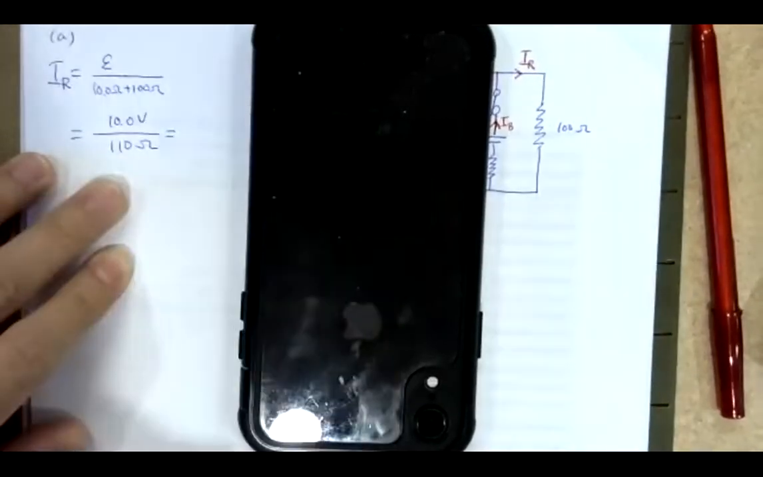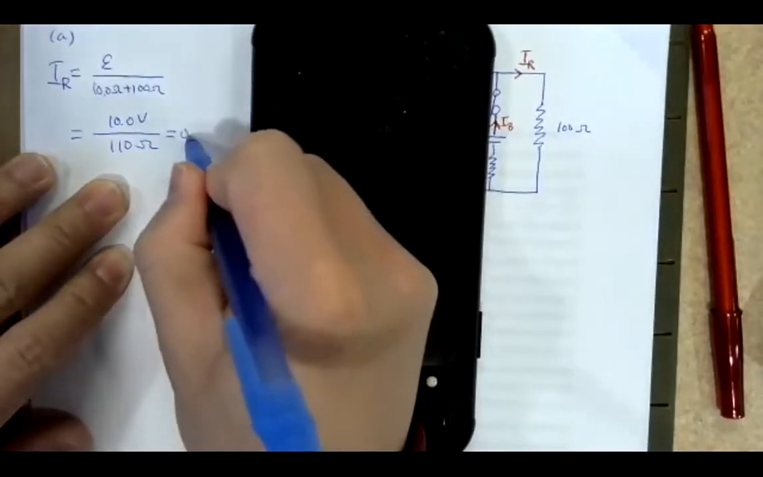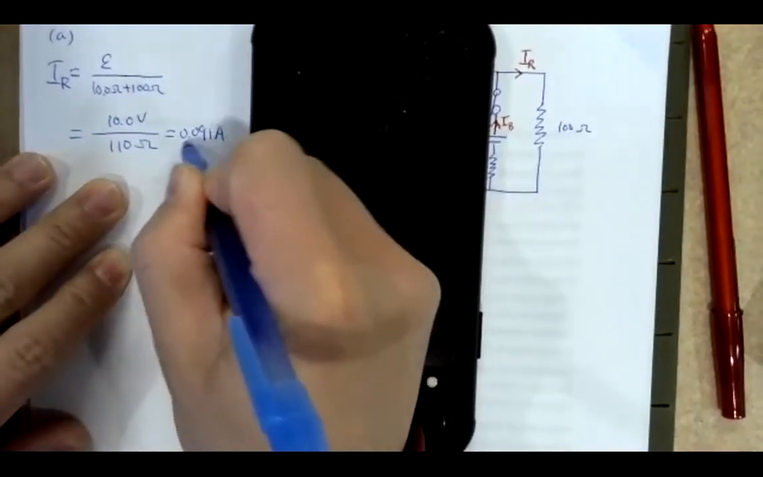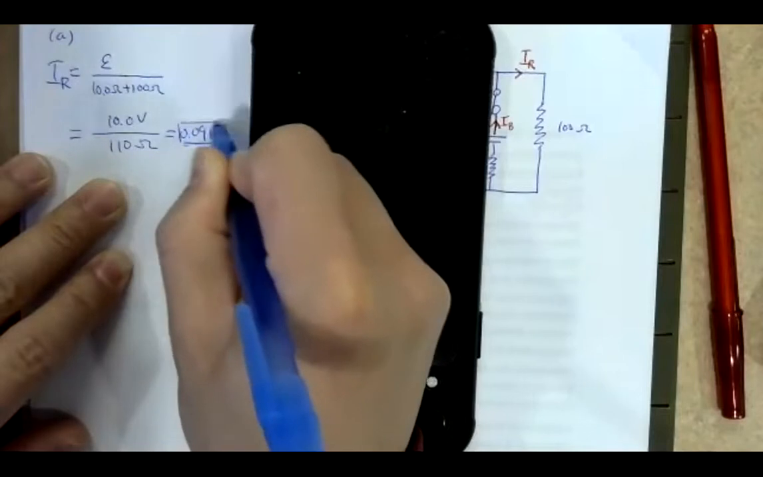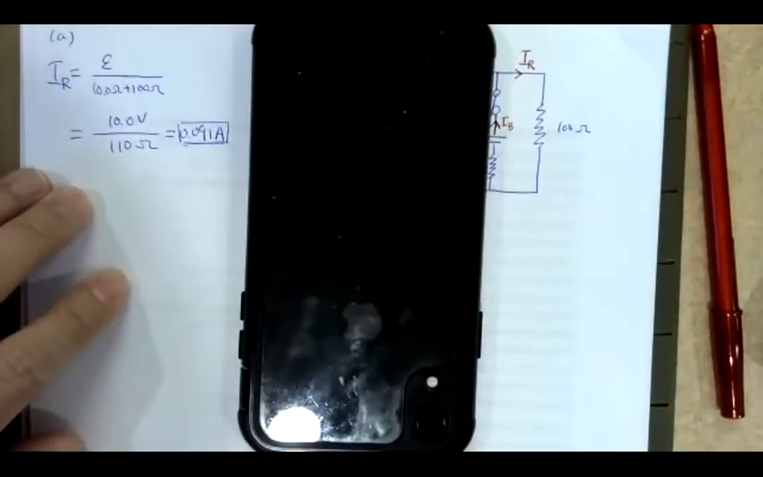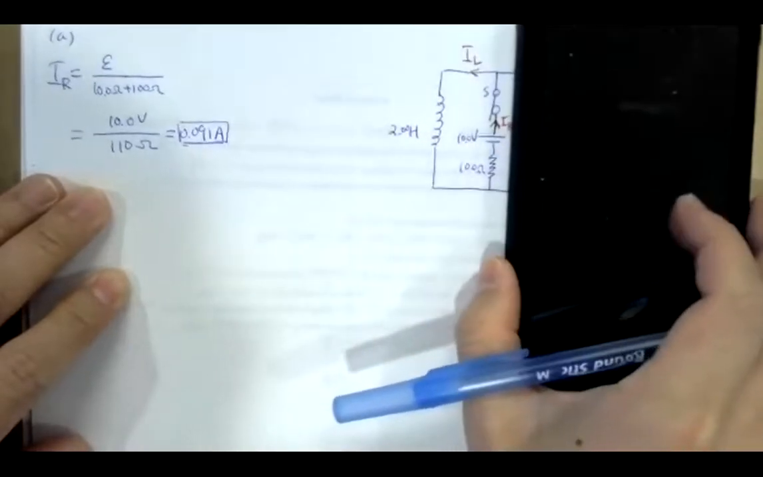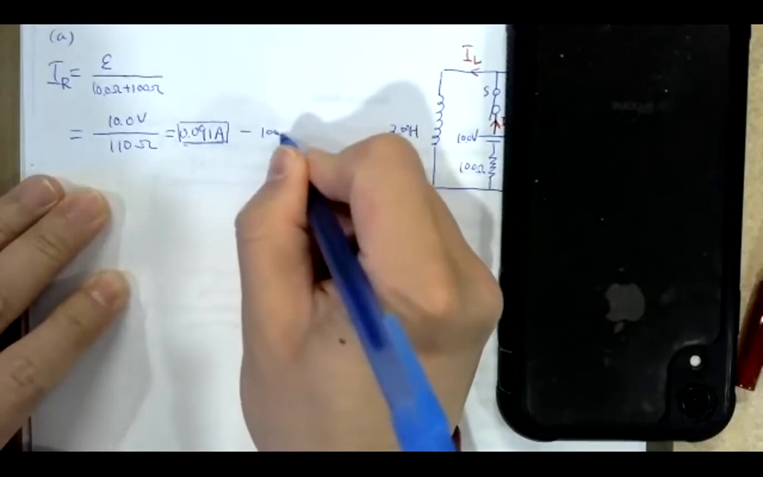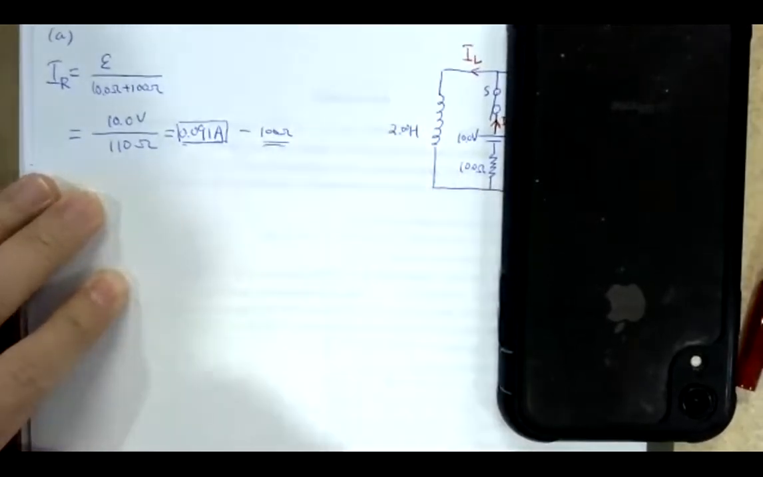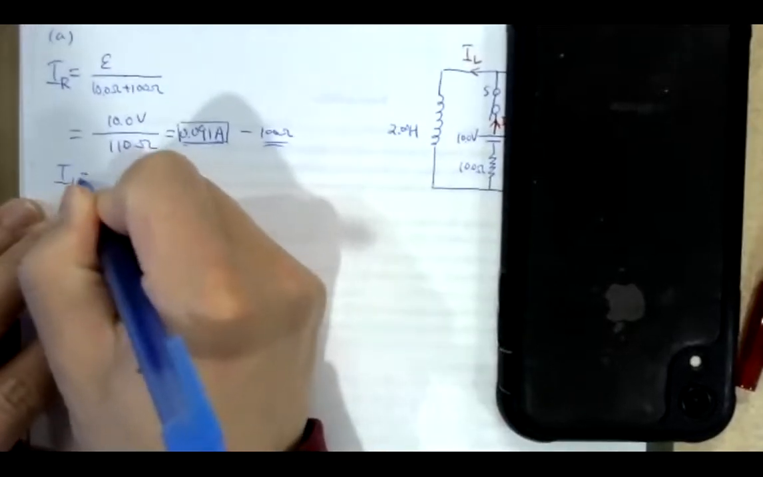Okay, so that will give you 0.091 amps. This is the current on the 100 ohm resistor. Okay, then you look at just the left hand side of the circuit. So this is for the 100 ohm resistor. Okay, IL, the current on the inductor.